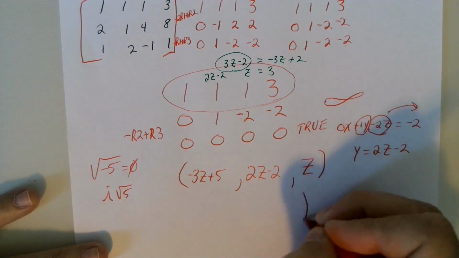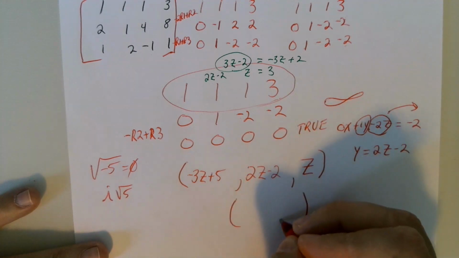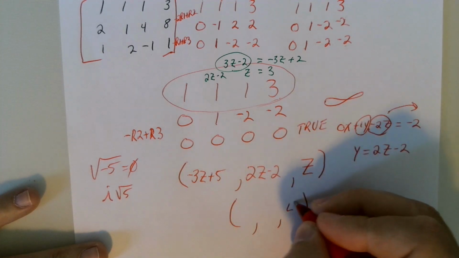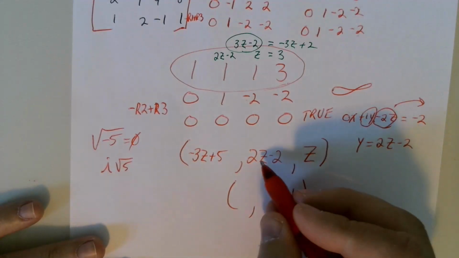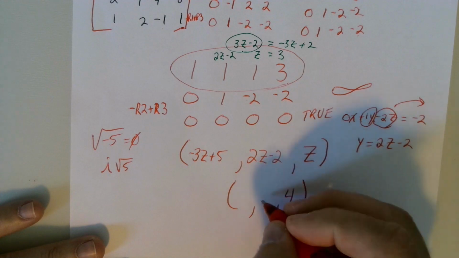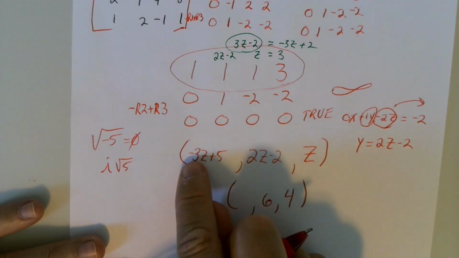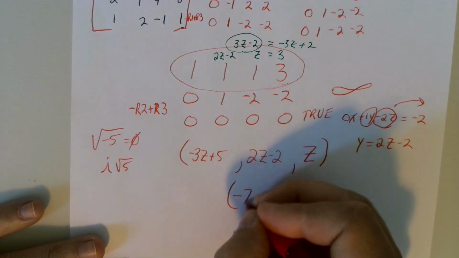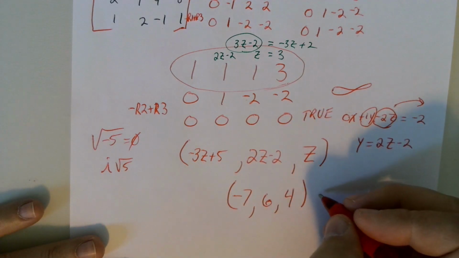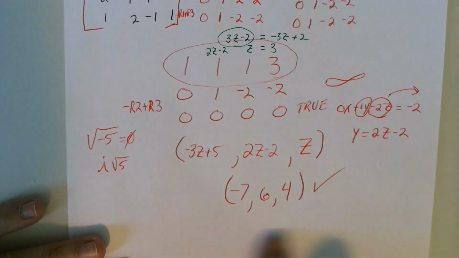So I'm going to say that my solution is going to have z equal to 4. So that means a solution to this system right up here is going to have that 4 in there. So I'm going to plug it into here. 2 times 4 is 8. 8 minus 2 is 6. And then negative 3 times 4 is negative 12. Negative 12 plus 5 is negative 7. And I'm going to say that negative 7, 6, 4 is a solution. Check mark, yay! I'm going to say that that works.